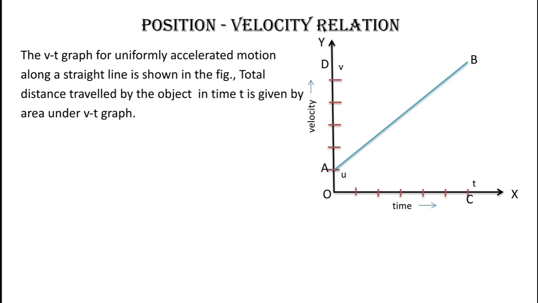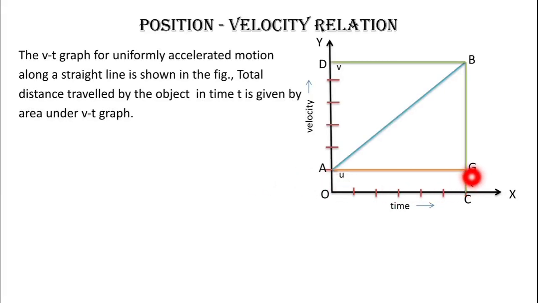We draw a perpendicular line from the point B on the x-axis which cuts the x-axis at the point C, and again draw a perpendicular line from the same point B on the y-axis which cuts the y-axis at the point D. Now we draw a perpendicular line from the point A which cuts the line BC at a certain point G, which you can see here.